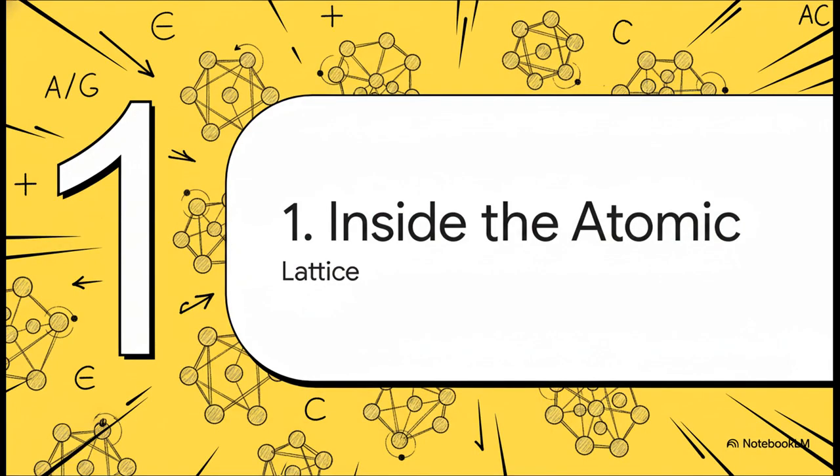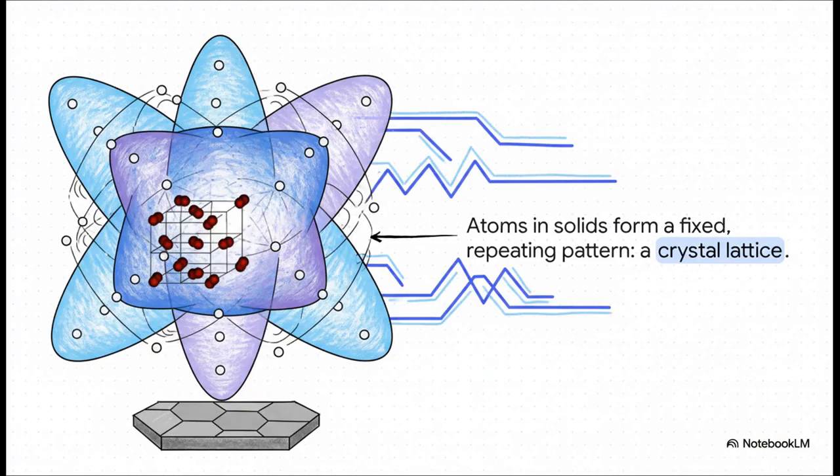To solve this, we need to zoom in, and I mean way, way in. We're talking down to the level of individual atoms. So what you're seeing here is the foundation for everything we're about to talk about. See, in most solids, atoms aren't just a random jumbled mess. No, they're locked into this super organized repeating structure. We call it a crystal lattice. Think of it like a perfectly built atomic scaffold. This is the stage where all the action is going to happen.